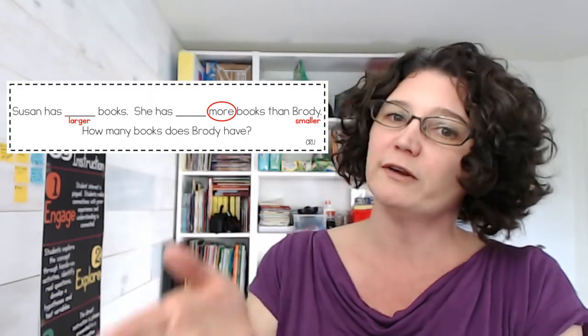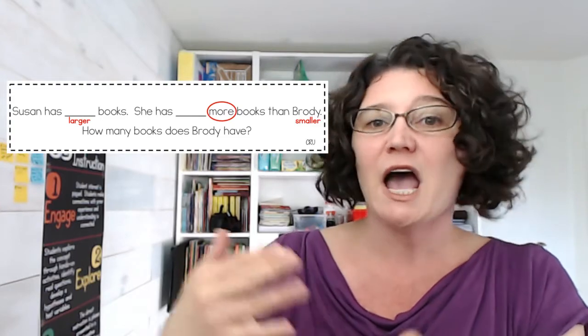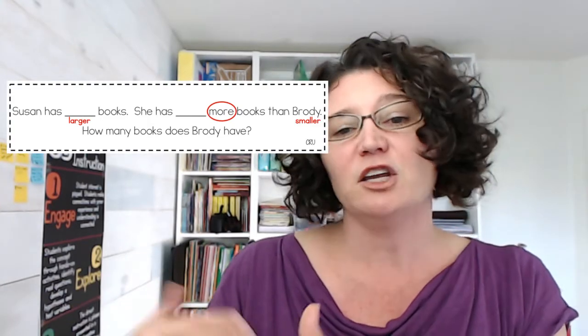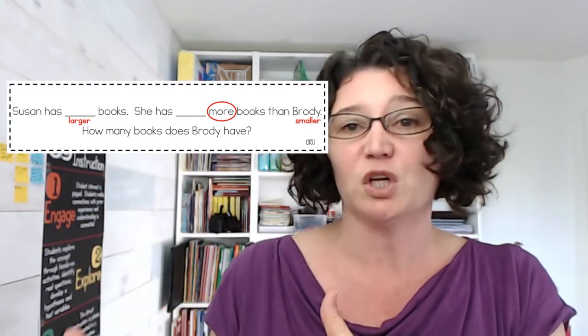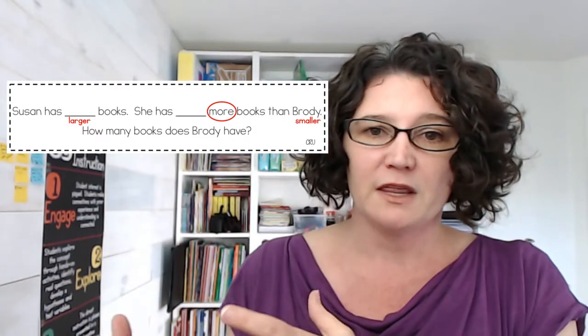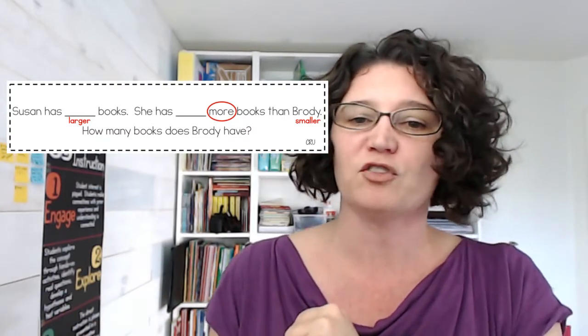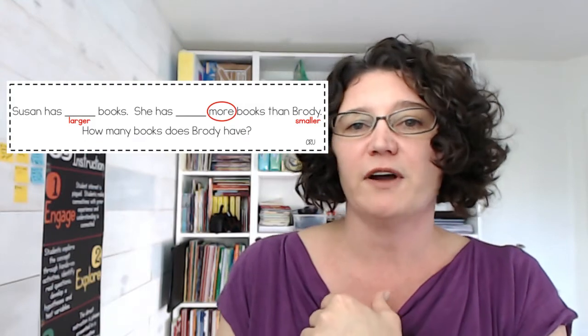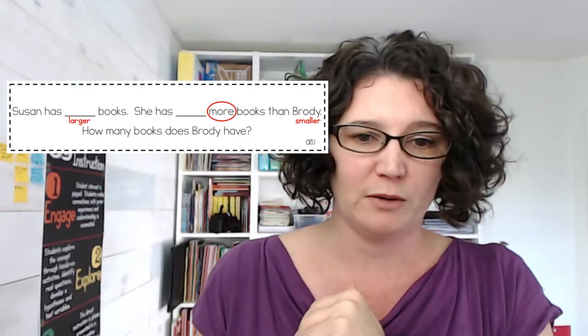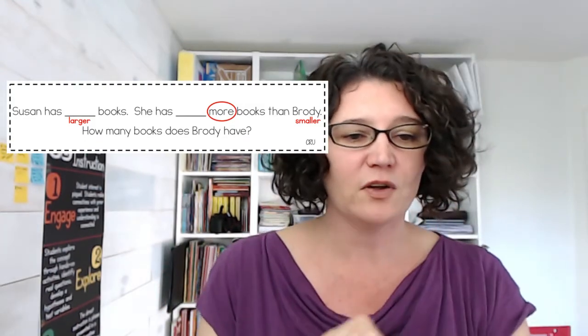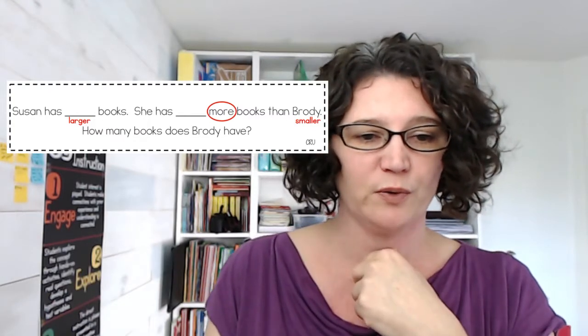Well, Susan has more, that means she has the larger quantity, and Brody has the smaller quantity. And you are solving for, in this case, the smaller quantity. And that's the unknown at this point. And I've circled more so that we can identify how we're solving the problem. Alrighty, so that explains the 3 problems that we're going to go through today.